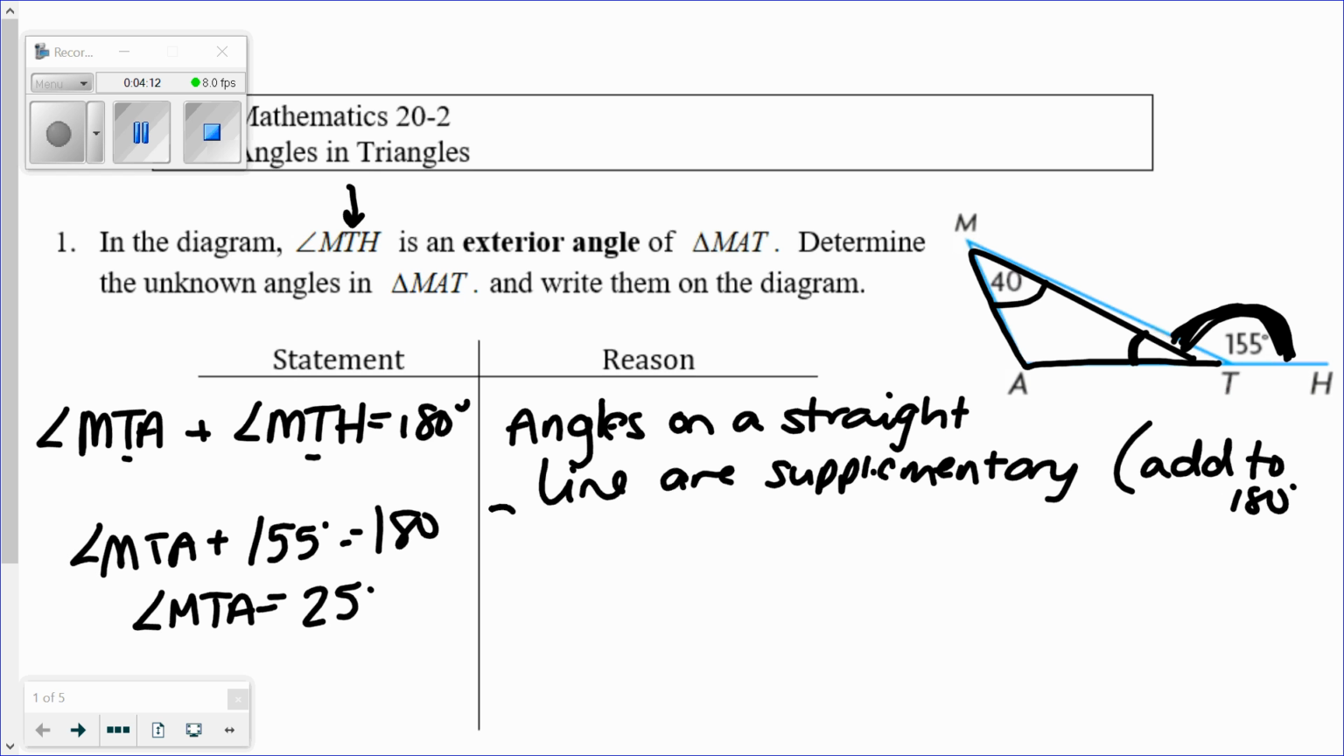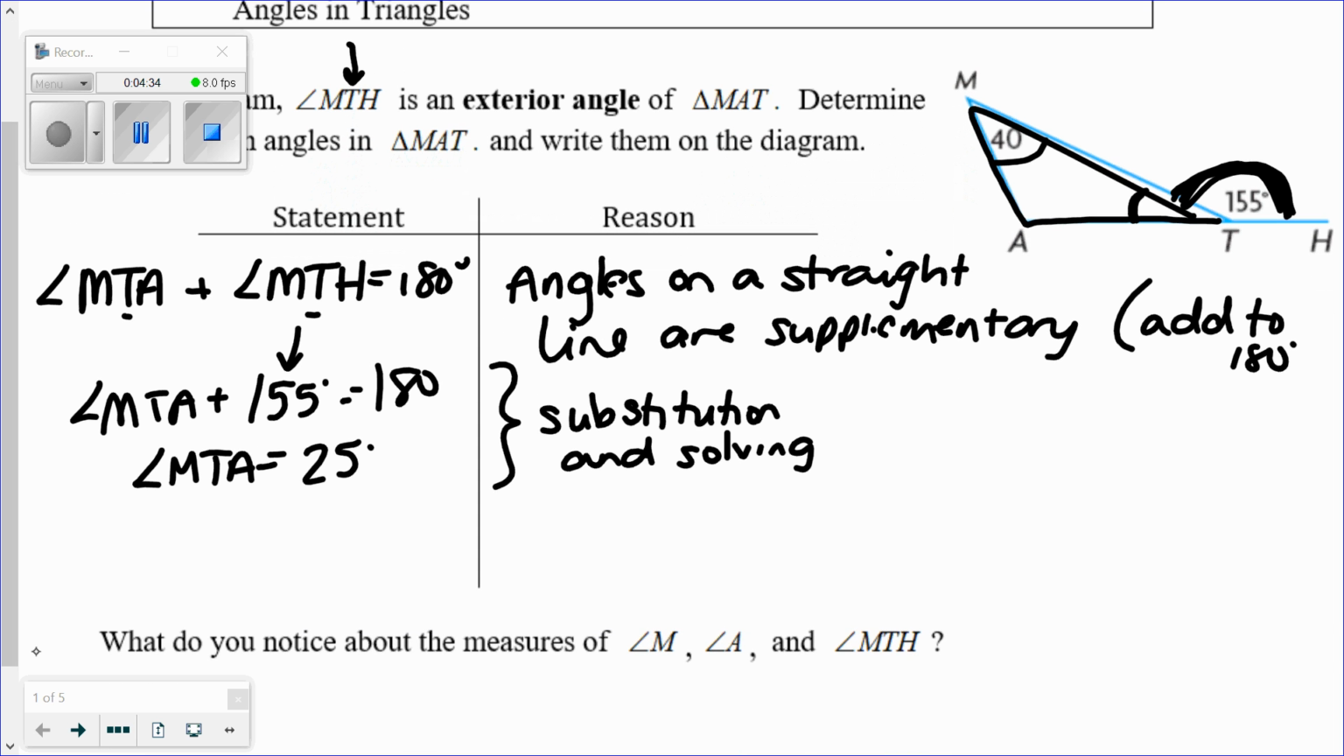If you need the reason for that, it's just substitution and solving. I've substituted in that value, and then I solved for MTA. Sorry, I'm going to run out of room here.